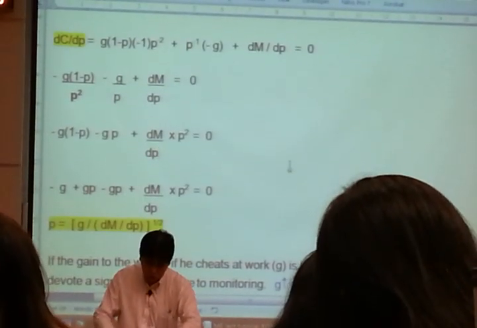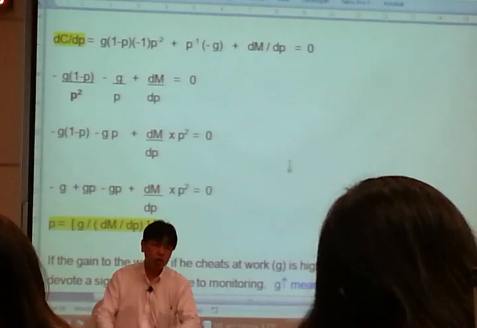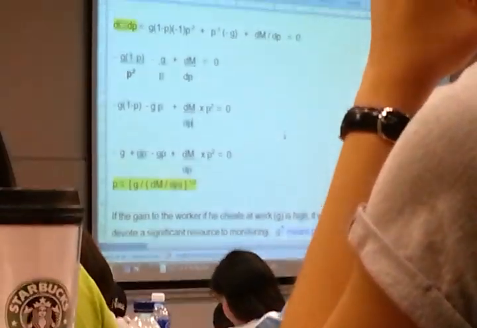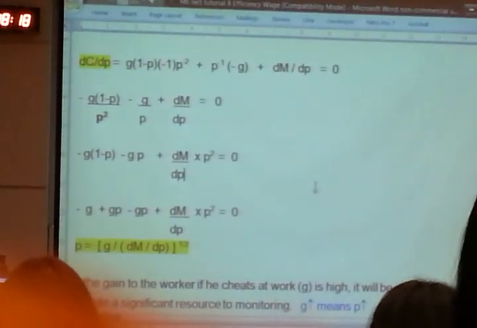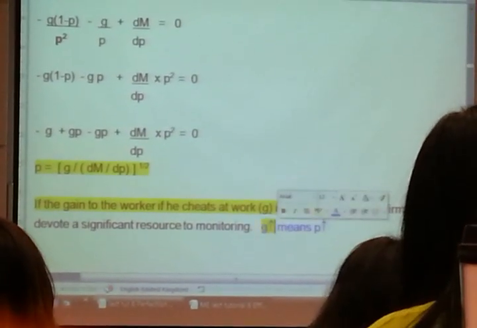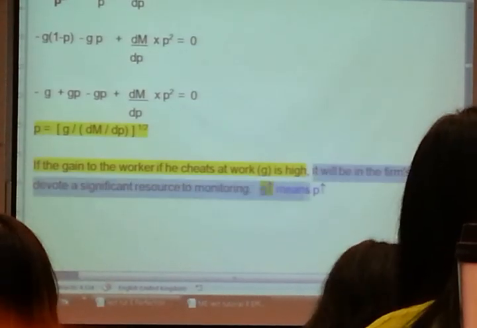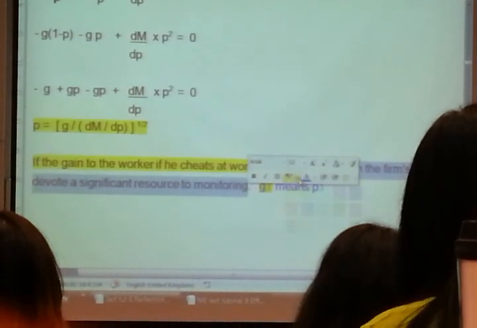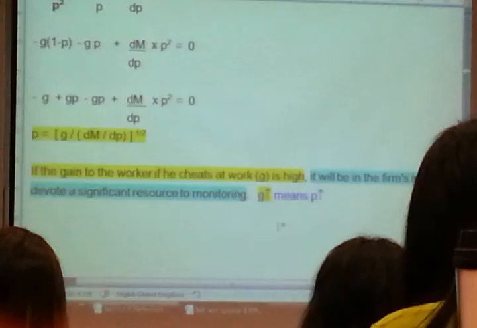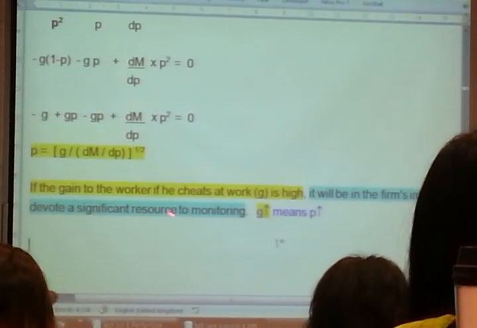Of this equation, you can also see one thing. If G rise, should P be higher or lower? The higher is G, the higher is P. Right? The equation. So I'll try to explain this statement to you, what she says. What she's saying here is this. If the gain to a worker is very high, that means, she says, if G is very high, it will be in the interest of the firm to spend more money on monitoring. Can you understand this? What she means from this? If the gain to cheating is very high, it will be in the firm's interest to spend more money on monitoring.